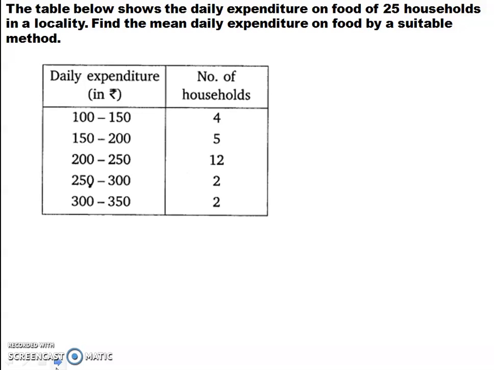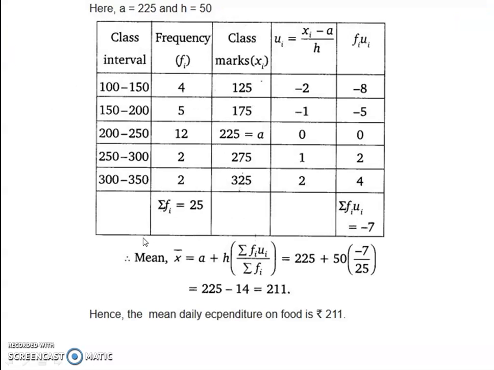First question. The table below shows the daily expenditure on food of 25 households in a locality. Find the mean daily expenditure on food by a suitable method. Students, here these are the class intervals. So you can see 100, 150, 150, 200. So this is a 3-digit number. So we'll go with step deviation method.